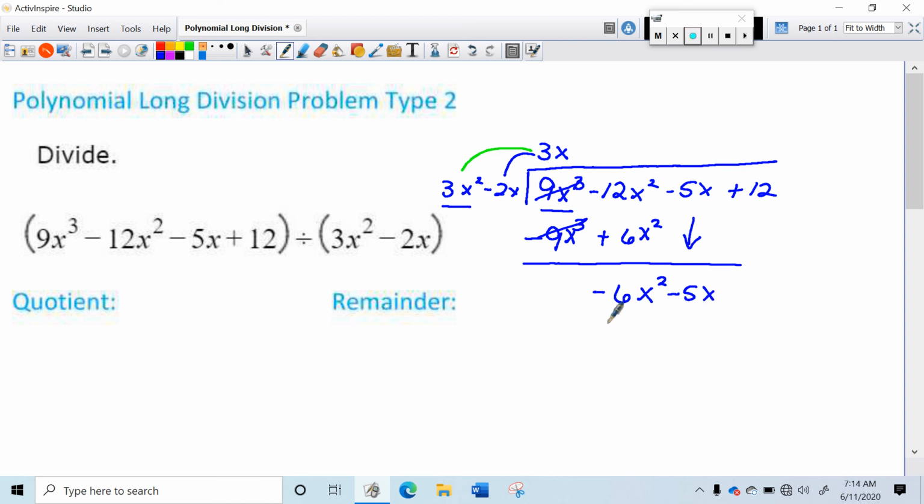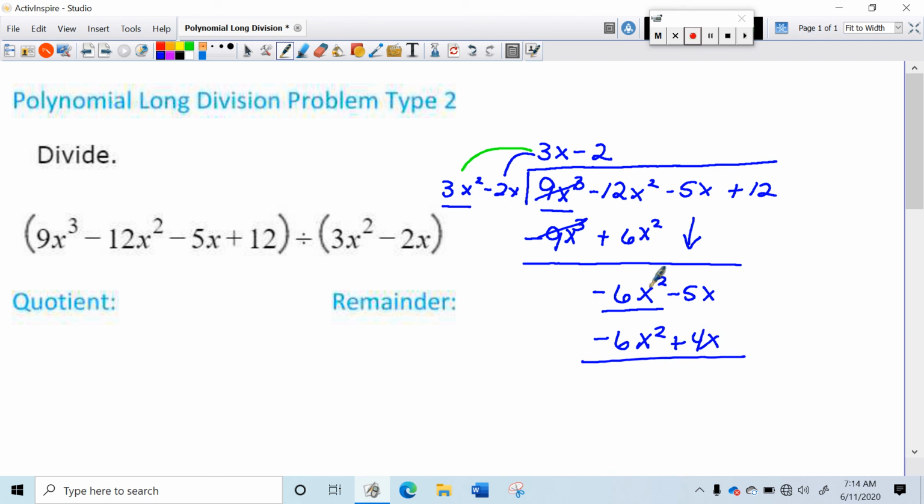Start all over again. So we're dealing with this and the first number. Negative 6 divided by 3 is negative 2. I want 2 x's, and I have 2 x's. So that means I'm finished. So now you distribute. Negative 2 times 3 is negative 6, and I have an x squared there. Negative 2 times negative 2x is a positive 4x.